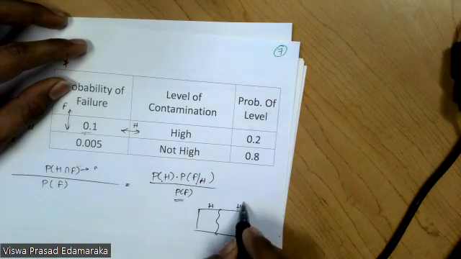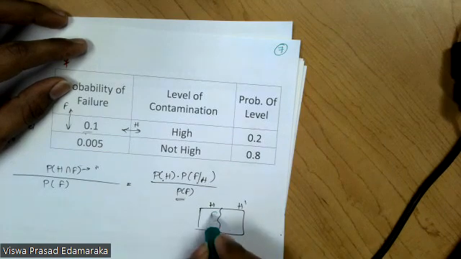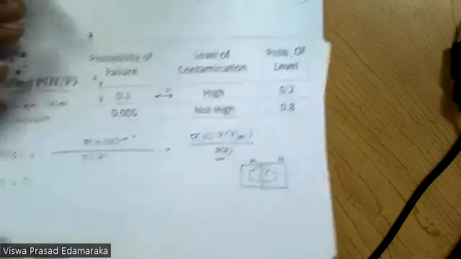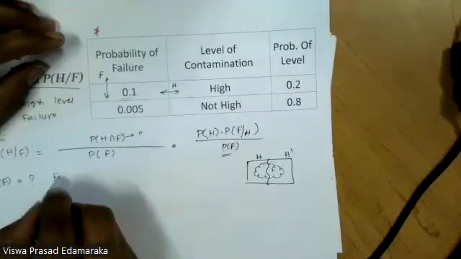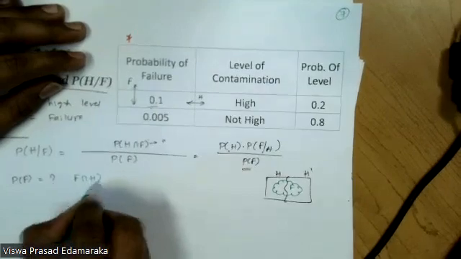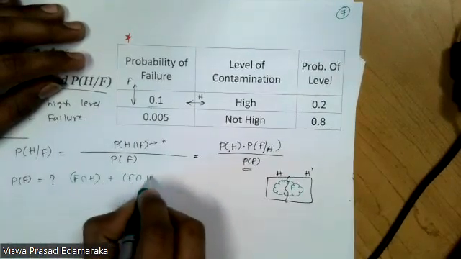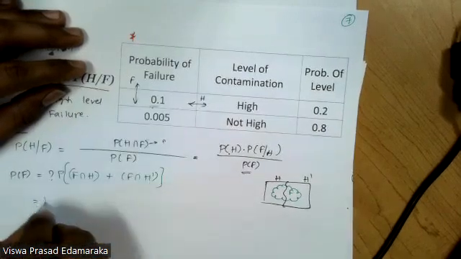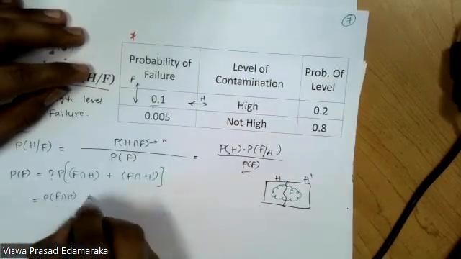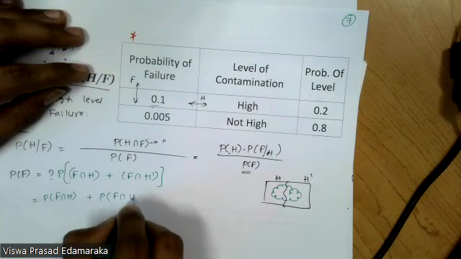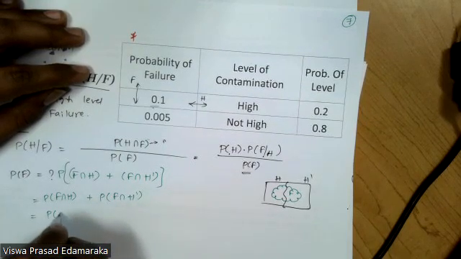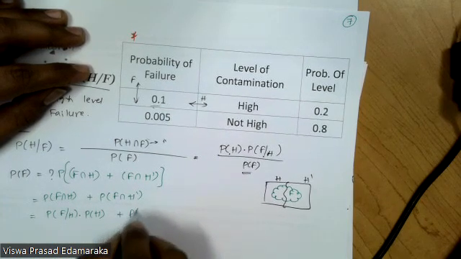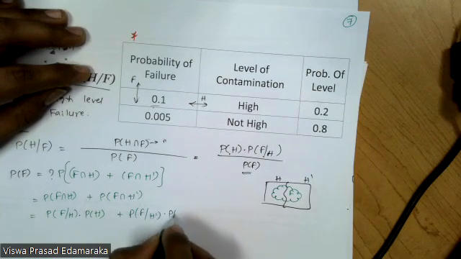This is H. This is H dash. I need F. How can I find F? F intersection with H, as well as F intersection with H dash. That is P of F intersection H plus P of F intersection H dash. That is P of F given H into P of H plus P of F given H dash into P of H dash.